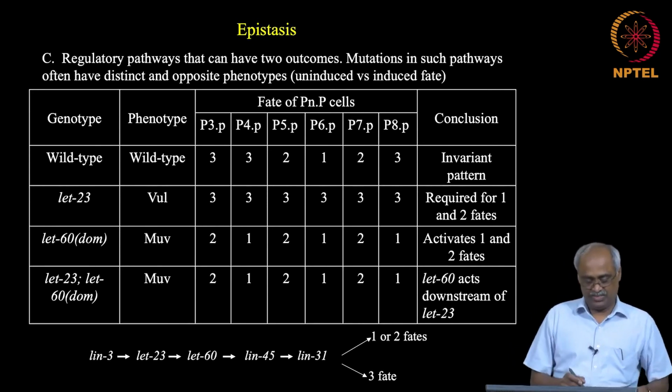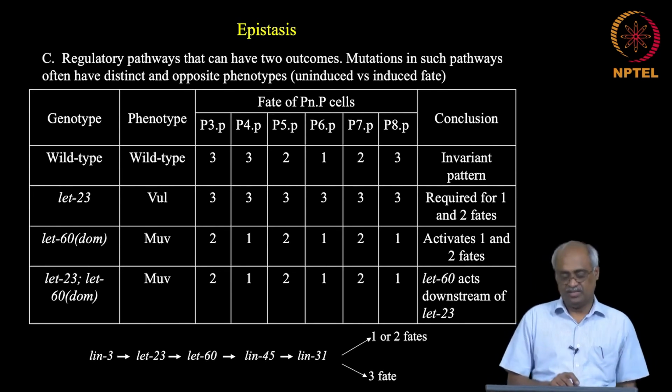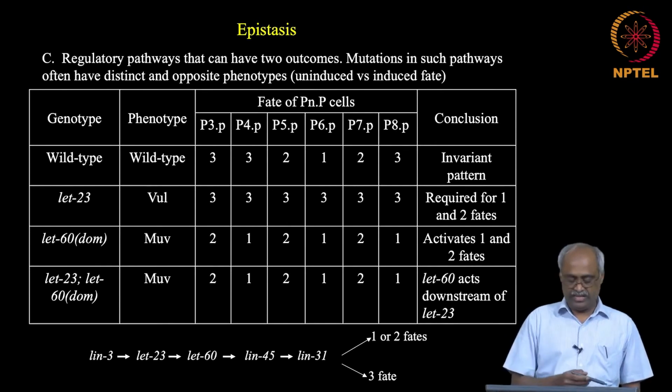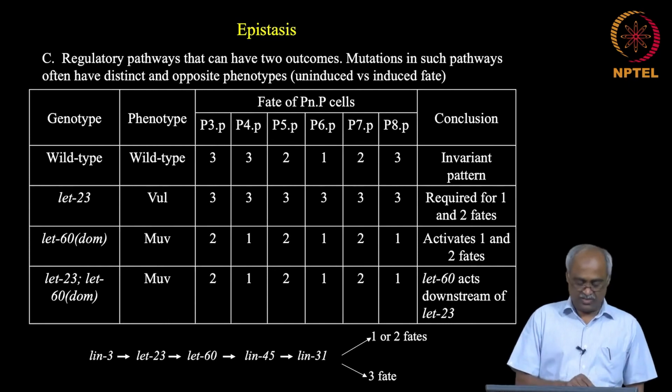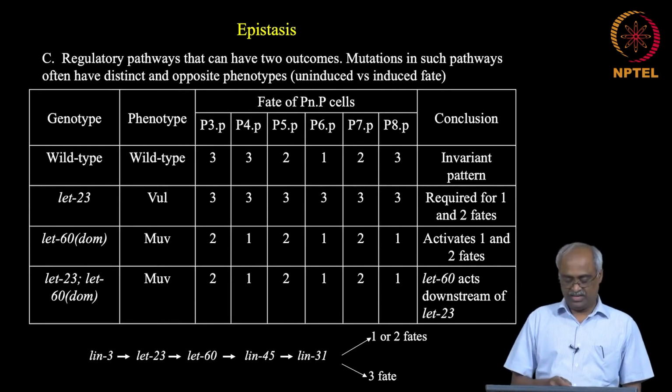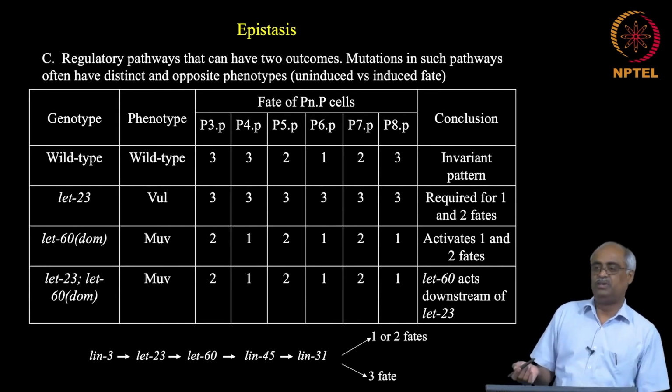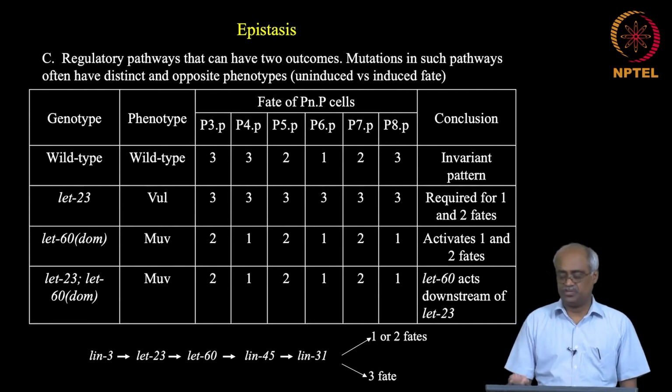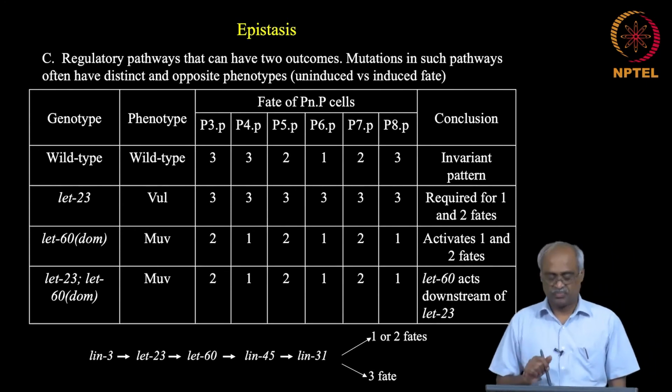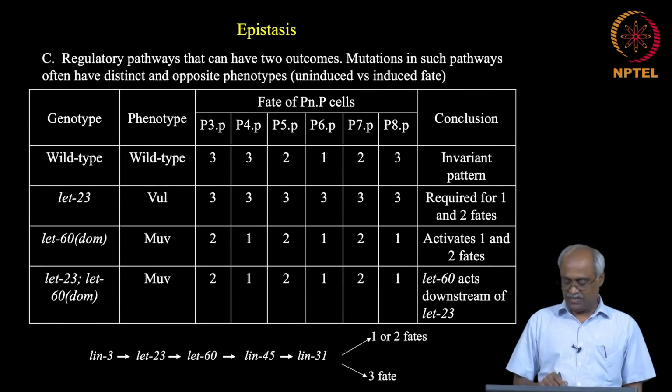Here is an epistasis: lin-26 is vulvaless, and when you do a detailed Nomarski observation, you find there are no PNP cells made. So, all you are able to say is lin-26 is required to make PNP cells. Now, you have the let-23 mutant. There, all PNPs became tertiary fate, and you are saying it is required for both the induced fates, that is what you are able to say. Now, when you make the double mutant, PNPs are not made.